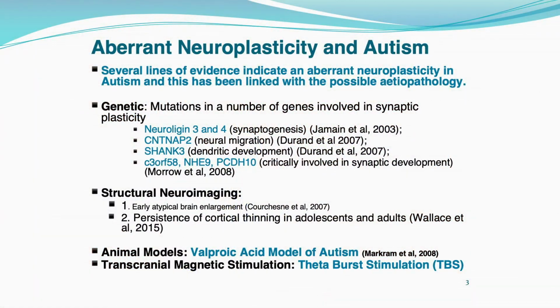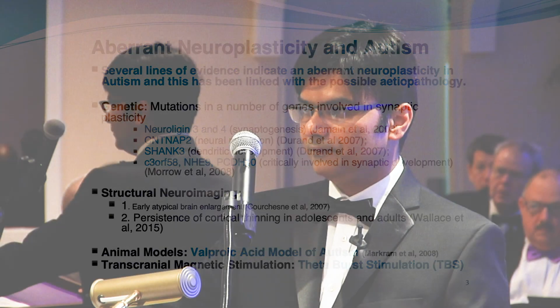So the fourth one that is quite relevant to this project is transcranial magnetic stimulation. This involves human subjects, so this kind of gives us direct evidence of abnormal plasticity in the brain. I'll try to explain in simple terms what transcranial magnetic stimulation is.